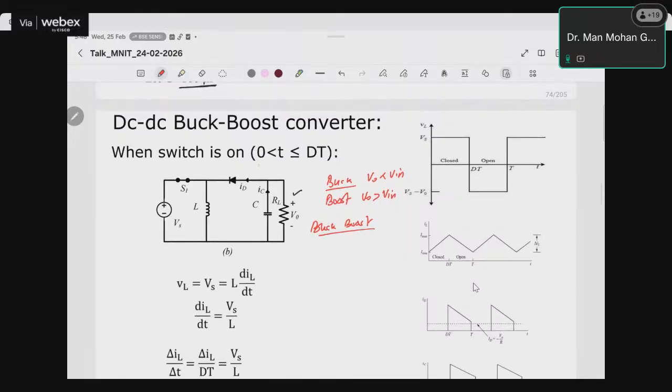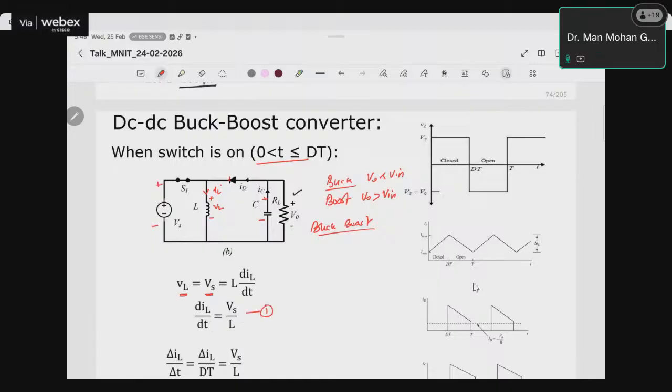Now when the switch is on, this is the inductor. It is carrying the current in this direction. Let's say this is IL. So IL is being carried in this direction. And now this diode is off. Why is this off? Because the switch is on. So this diode is reverse biased in this case. Now we can write the equation: VL, which is the inductor voltage, is equal to Vs, which is equal to L di by dt. So from here dIL by dt equals Vs upon L.